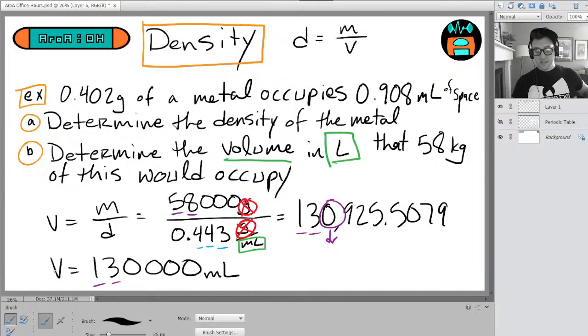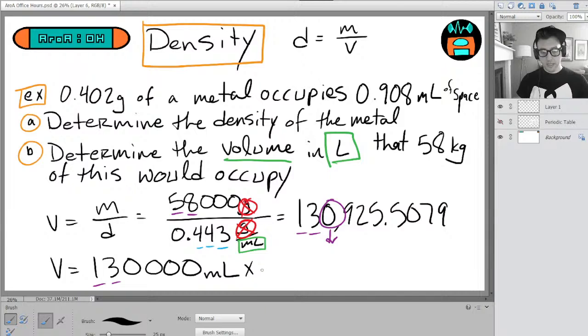So if you write 130,000 milliliters down, and if you left that as your answer on the exam, remember, it takes 3 things to make a correct answer. You have to have the correct value, the correct units, and the correct sig figs. This answer has the correct value and the correct sig figs, but it does not have the correct unit. So we need to do one more unit conversion to get full credit on this problem.